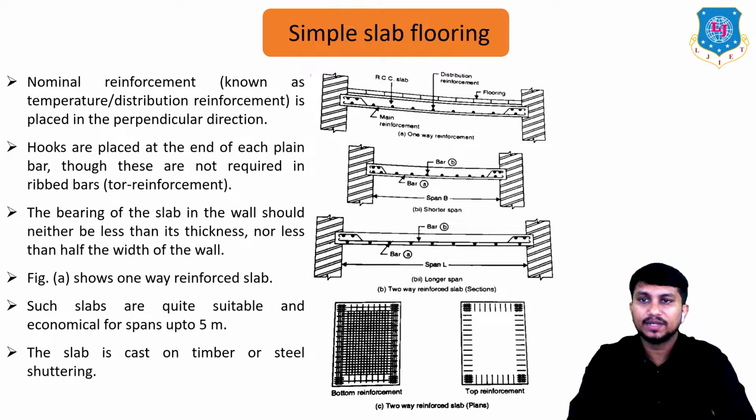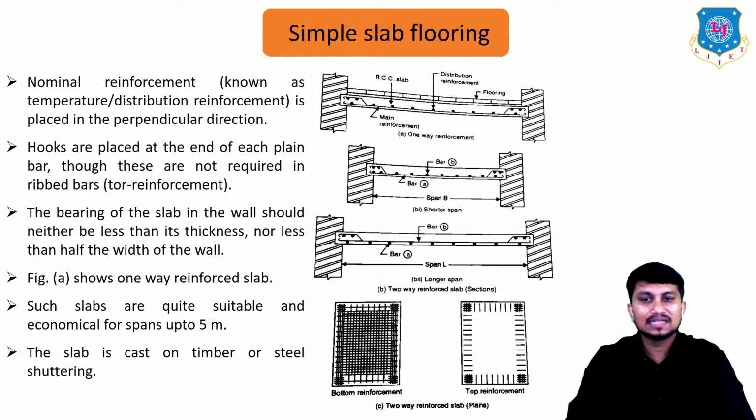The nominal reinforcement, known as temperature or distribution reinforcement, is placed in the perpendicular direction, as you can see in this image. Hooks are placed at the end of each plain bar, though these are not required in rib bars. The bearing of the slab on the wall should be neither less than its thickness nor less than half the width of the wall. Figure A shows a one-way reinforced slab. Such slabs are quite suitable and economical for spans up to 5 meters.